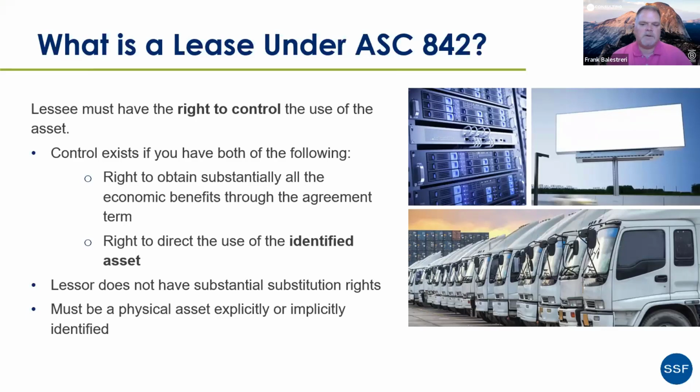And so a physical asset also has to be identified in the contract. And lessees will have to have the right to control the use of that underlying asset, with control being defined as being able to take substantially all of the economic benefits of the asset through the lease term, and also directing the use of the asset. So if both of those items are not met, then you don't have control and the contract is not considered a lease. And then also, a lessor can't substitute an asset.